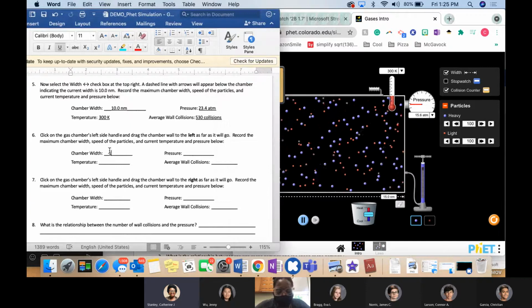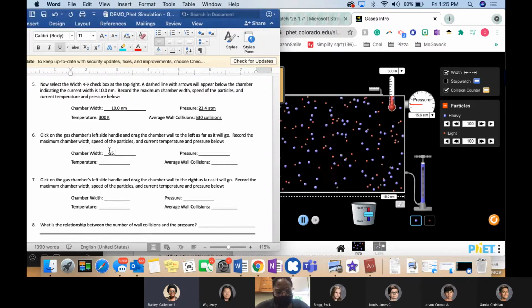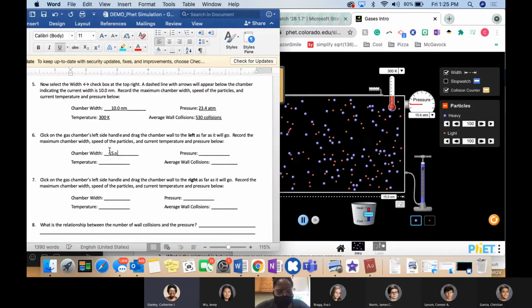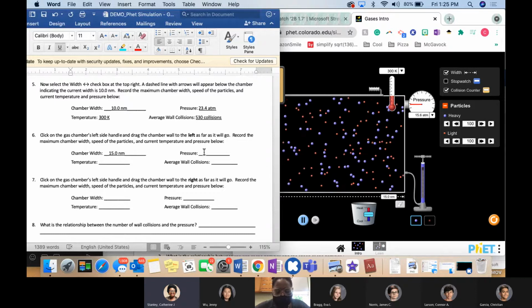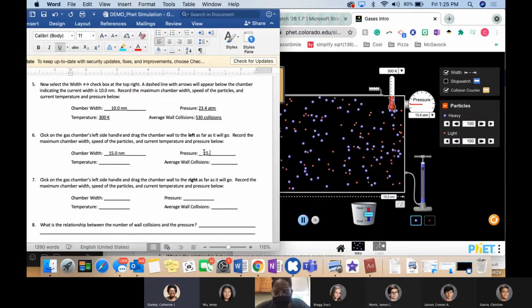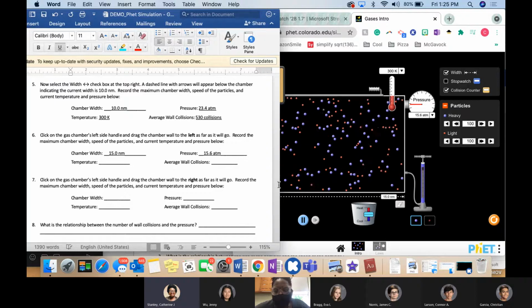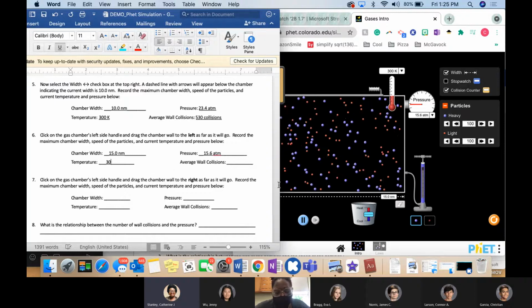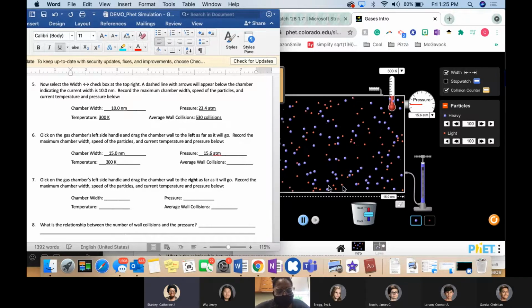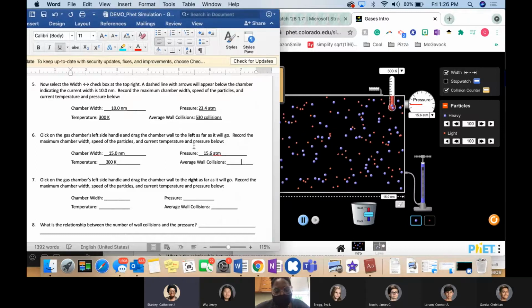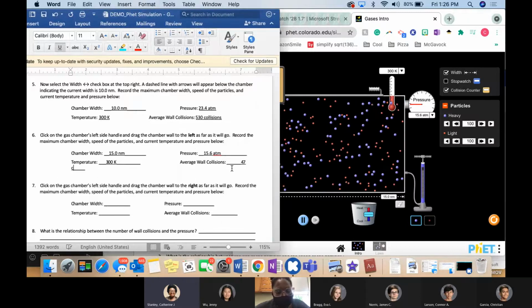So my chamber width is 15.0 nanometers. Oh, my pressure is so low, 15.6 atmospheres. My temperature is 300 Kelvin. Average wall collisions, I only had 447.